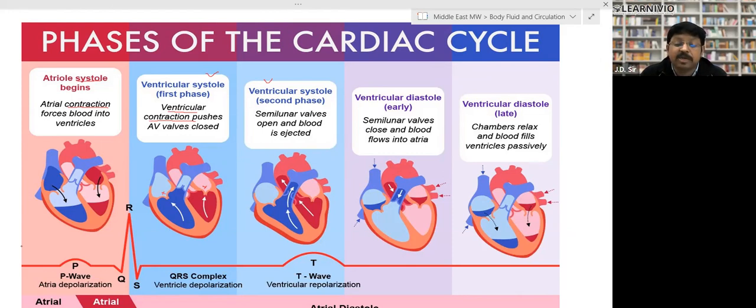Next, you will see the T wave. What does the T wave mean? T wave means ventricular repolarization. It means the semilunar valve closes down and blood flows into the atria. That means ventricular diastole, the ventricles become relaxed. Systole means contraction. Diastole means relaxed. Is it clear? This complete graph, P wave, QRS complex, and T wave, is called ECG, electrocardiogram. Is it clear?